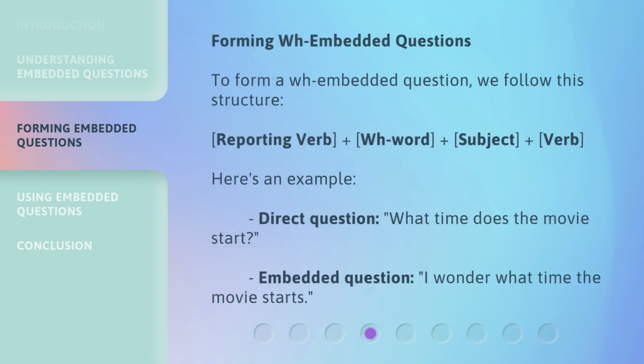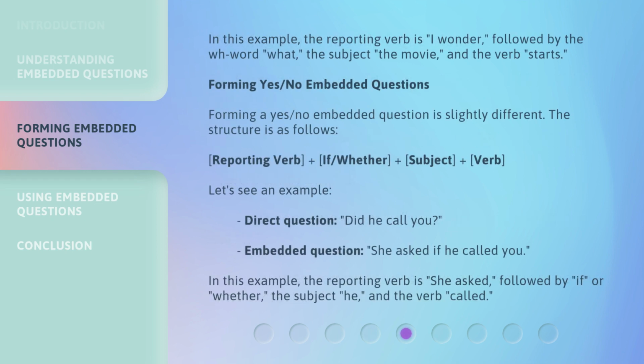Forming WH embedded questions. To form a WH embedded question, we follow this structure: reporting verb plus WH word plus subject plus verb. Here's an example. Direct question: What time does the movie start? Embedded question: I wonder what time the movie starts. In this example, the reporting verb is "I wonder," followed by the WH word "what," the subject "the movie," and the verb "starts."